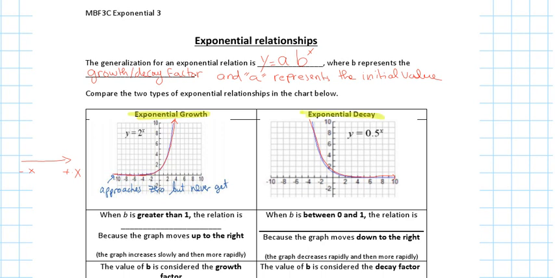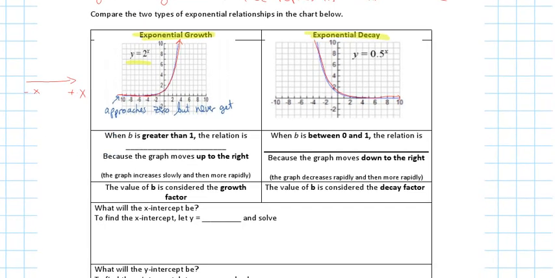For example, the equation for this exponential growth is y equals 2 to the power of x. Okay? What's the base for this equation? 2. So 2 is greater than 1, correct? Yes. So when your base is greater than 1, the relation is exponential growth.